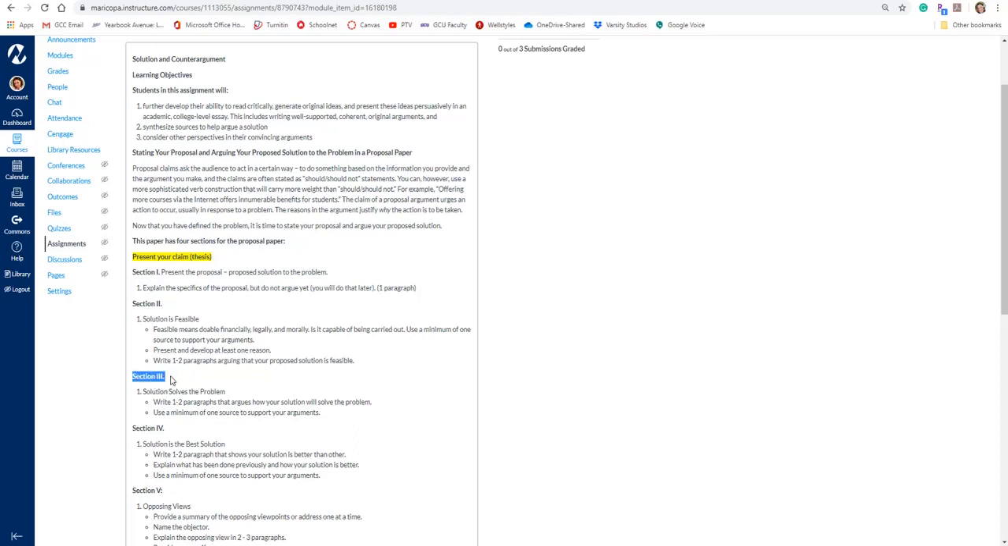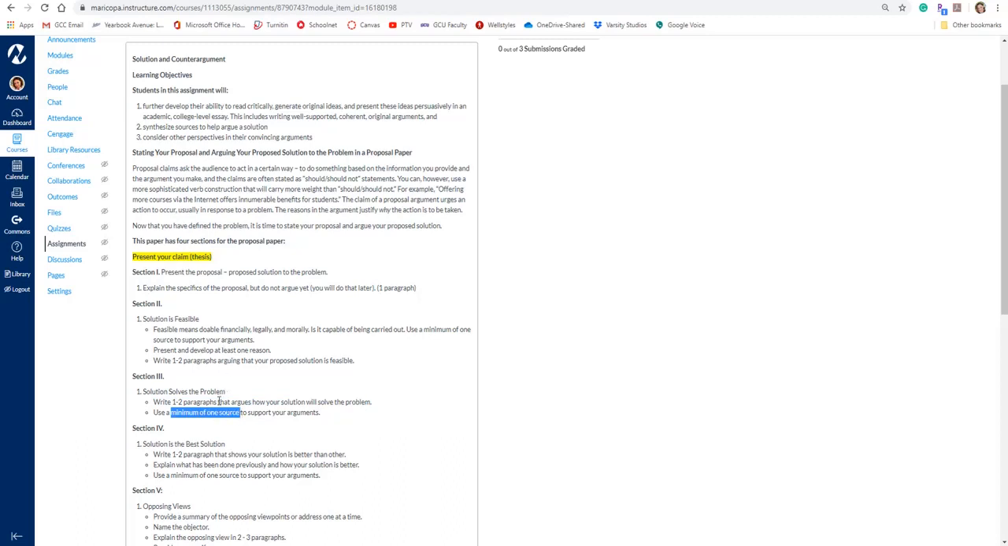Paragraph number 3, how does it solve the problem? Now remember, I'm not asking you to solve world peace or to come up with a conclusion or a solution that takes care of the entire issue. I just want you to give me a general idea of how this improves the situation. So here you're going to explain how your solution in 1 to 2 paragraphs provides a solution to the problem that you are addressing. You should have a minimum of one source to support your argument.